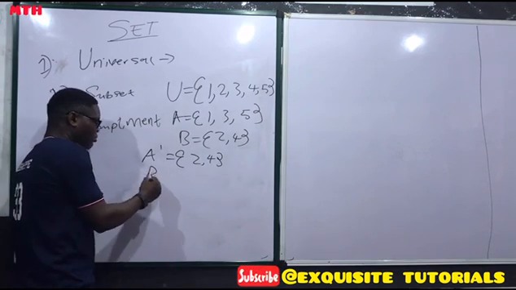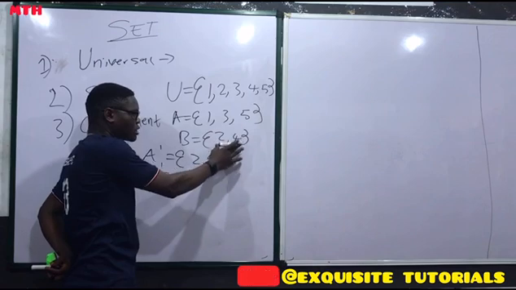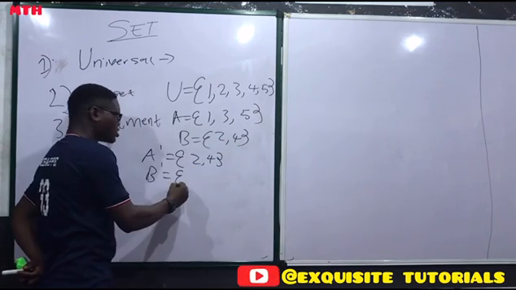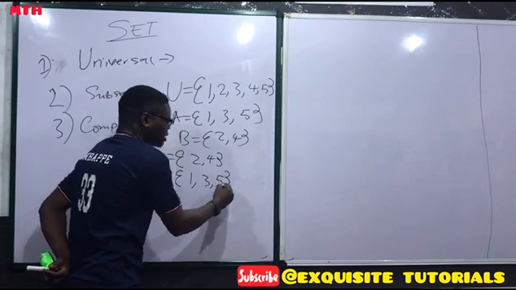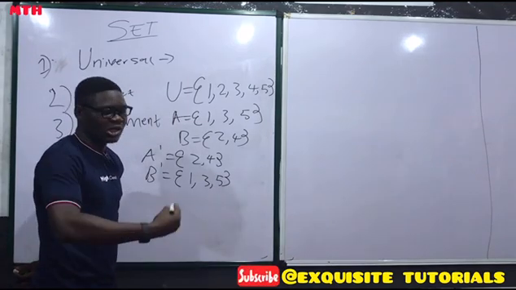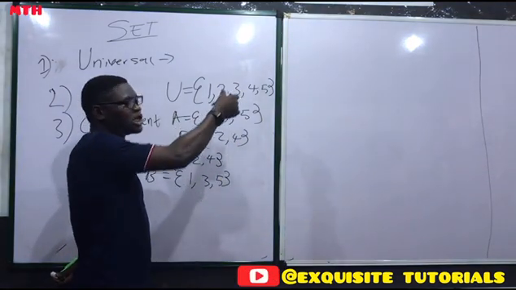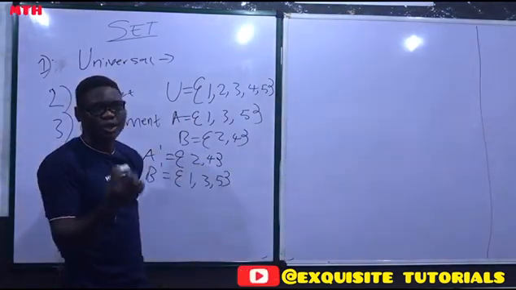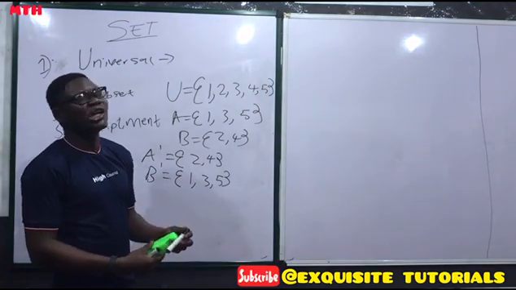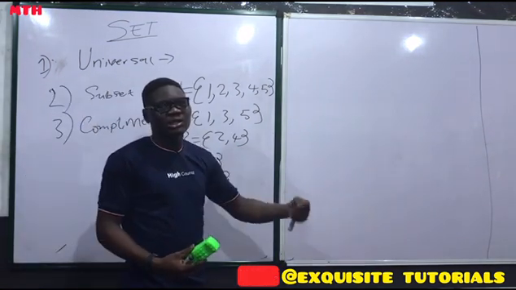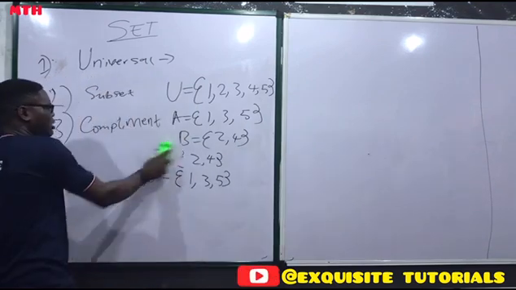But for B prime, the same thing. List out the elements that are in the universal set but are not in B. Those elements include 1, 3, 5. That's how complement set works. It's like listing out the elements that are in the universal set but not in the particular set you are working with. So the complement of a set C, for example, are those elements in the universal set that are not in the set C.